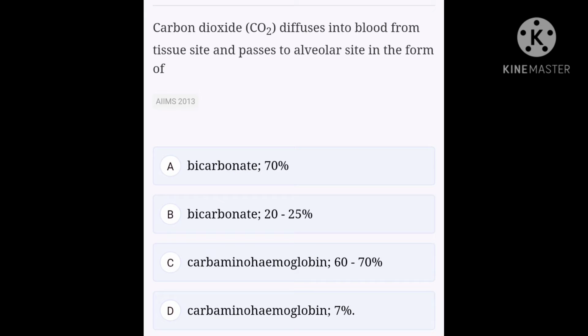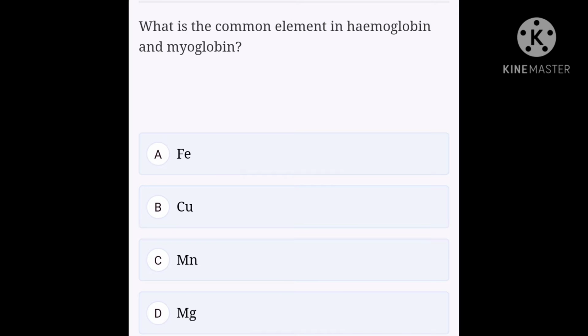Carbon dioxide diffuses into blood from the tissue site and passes to the alveolar site in the form of: option A, bicarbonate 70%; option B, bicarbonate 20 to 25%; option C, carbamino hemoglobin 60 to 70%; option D, carbamino hemoglobin 7%. During transport, most of the CO2, that is carbon dioxide, is passed into erythrocytes. A major part, nearly 70%, forms carbonic acid on reacting with water in erythrocytes and then forms bicarbonate. So option A, bicarbonate, is the right answer.